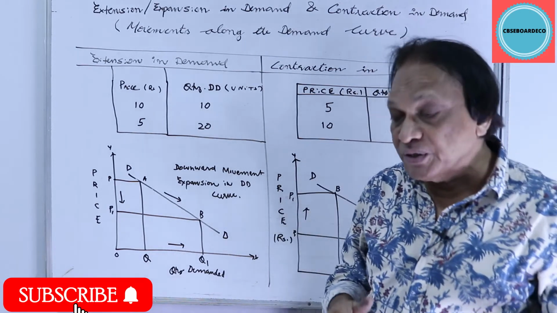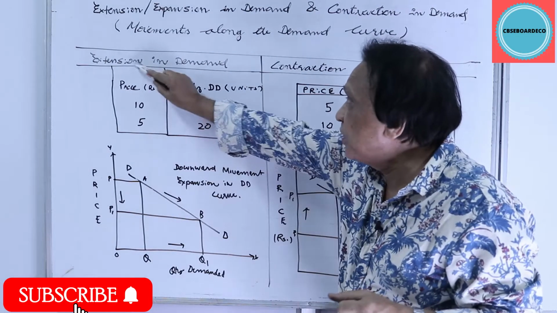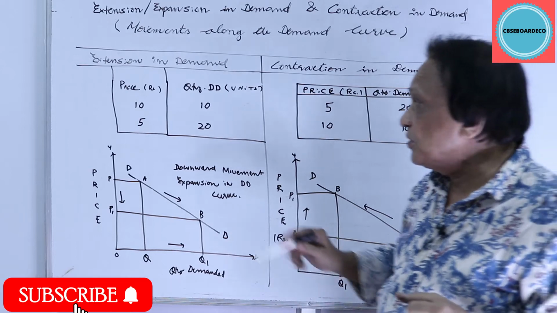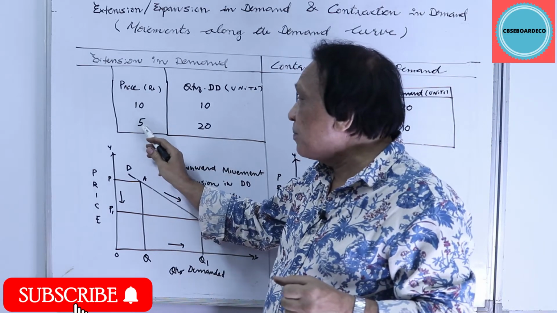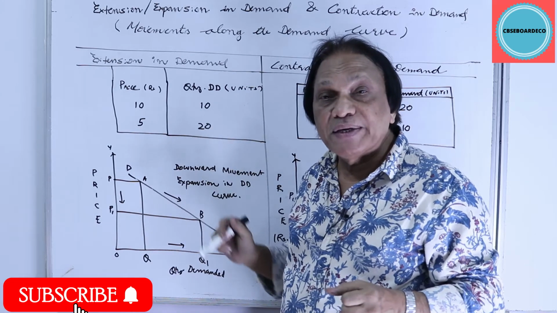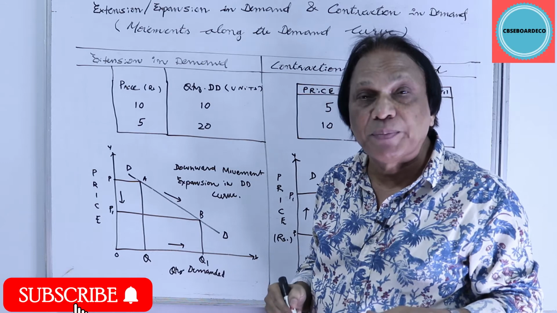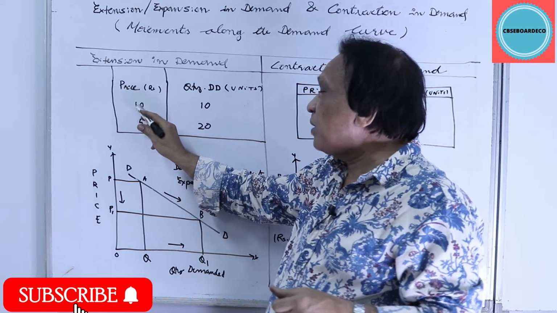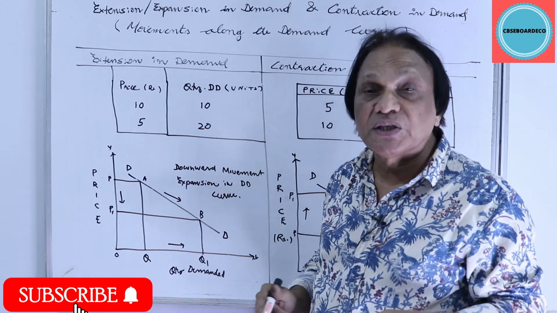Look at this, there are two things here. Look at this carefully. The number one, you have extension in demand. Follow this here. What exactly is extension in demand? With the fall in price of the commodity, if the quantity demanded goes up, that we call it as expansion in demand, or expansion or extension in demand. With the fall in price from 10 to 5, the quantity has gone up from 10 to 20, that is extension in demand.